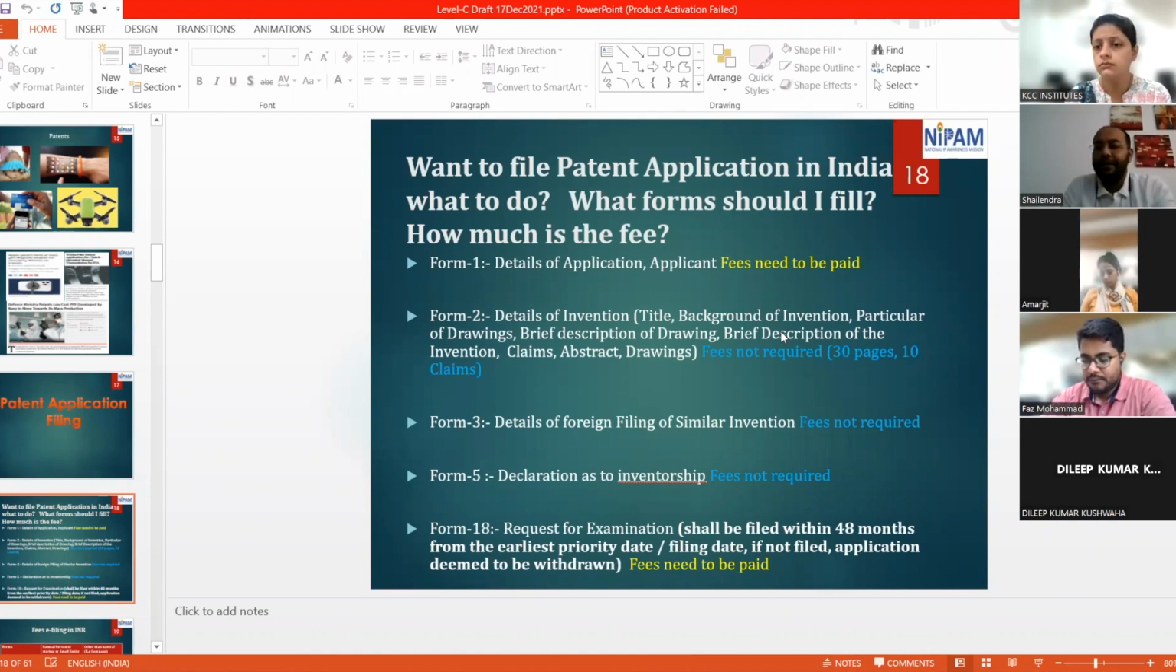Can you give me the differentiation between the publication and the grant, and which one is more important, or which one actually means that you got the patent?